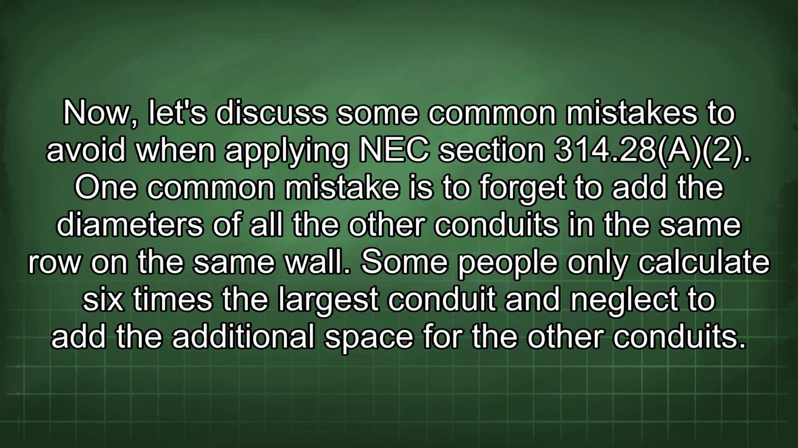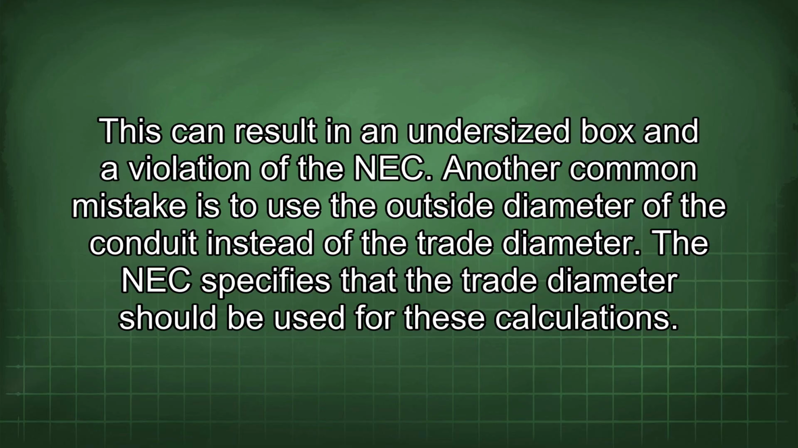Now, let's discuss some common mistakes to avoid when applying NEC section 314.28 at work. One common mistake is to forget to add the diameters of all the other conduits in the same row on the same wall. Some people only calculate 6 times the largest conduit and neglect to add the additional space for the other conduits. This can result in an undersized box and a violation of the NEC.